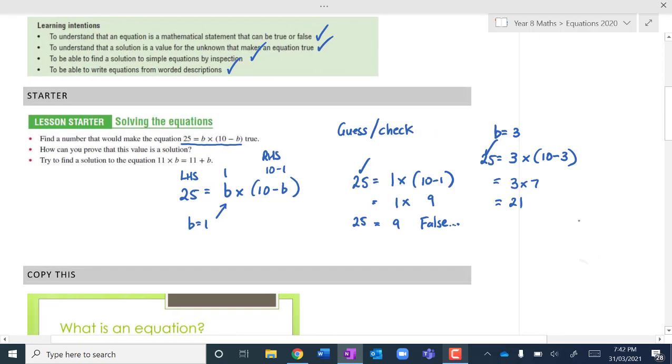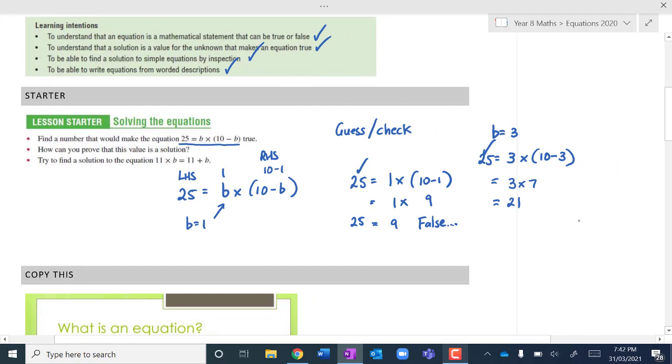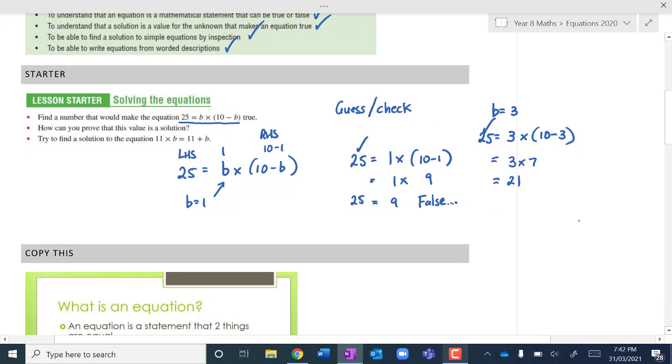If we keep going, B equals 4 doesn't work. Let's try B is equal to 5. If B is equal to 5, we would have 5 times (10 take away B, which is 5). Does that work? 25 is equal to 5 times, inside the brackets is 5, and 5 times 5 is, of course, 25. Look, the left-hand side equals the right-hand side.